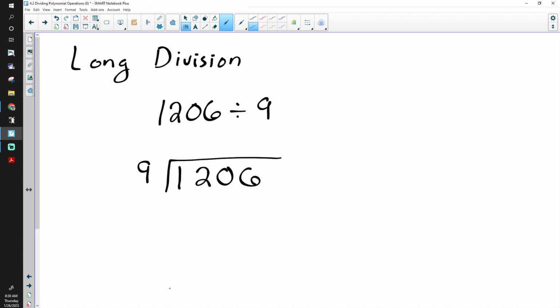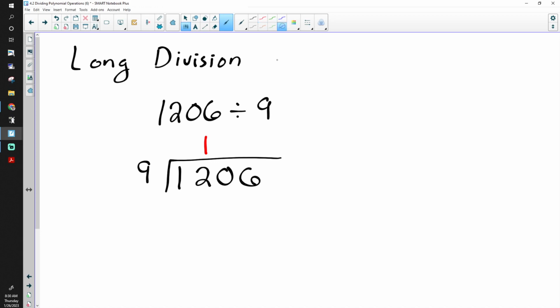Okay, so then we look at our first two numbers. Can 9 fit into 12? Yeah, how many 9s can fit into 12? Only 1, because if we did 2, we would go over. So we can fit 1 9 into 12. And see how I put the 1 above the 2? I didn't put the 1 above the 1 because I'm looking at 12 and I want to put it at the end. Okay? So I know 1 9 will fit into 12.